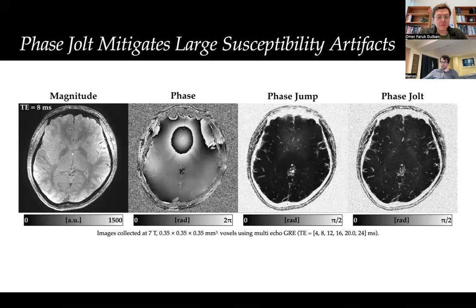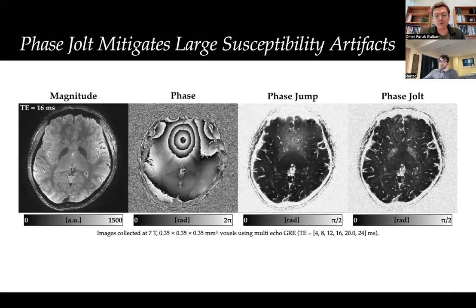Okay, then, just as a side point, this phase jolt stuff is something that really works in the anatomical context. I am not trying to convince you that it's better than Laplacian or something. It's different, and it works for tissue segmentation purposes.